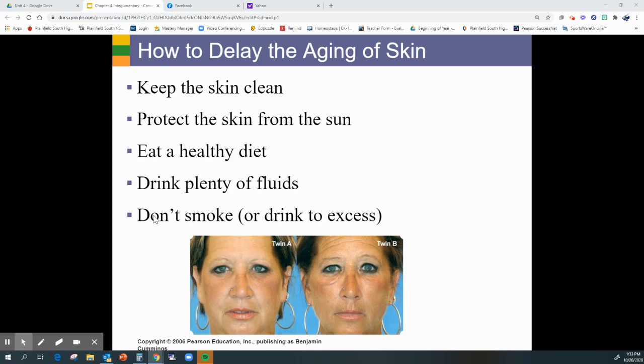Okay. And then one of the other big things that can do that is smoking as well as excess drinking. And this really has more to do with damage of blood vessels. We know that smoking as well as drinking can cause damage to those blood vessels that are feeding the skin. And those are usually some of the first ones to go.